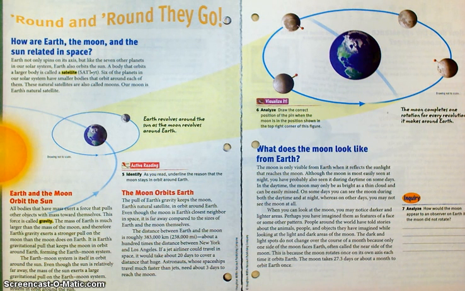I'm down at the red heading now. Earth and the moon orbit the sun. All bodies that have mass exert a force that pulls other objects with mass towards themselves. This force is called gravity. The mass of Earth is much larger than the mass of the moon.